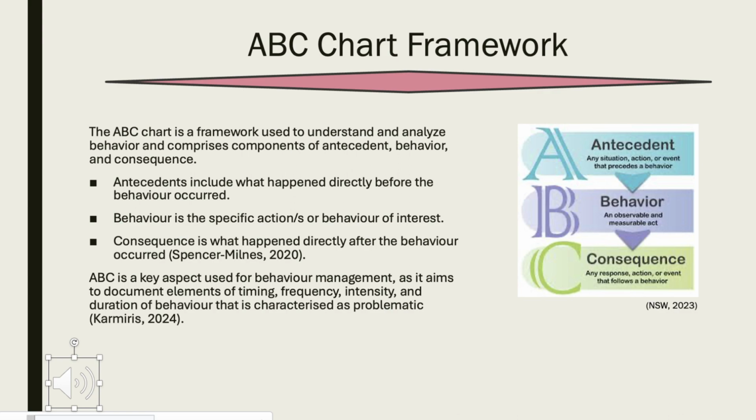The ABC chart is a framework used to understand and analyse behaviour and comprises the components of antecedent, behaviour and consequence. Antecedents include what happened directly before the behaviour occurred. Behaviour is a specific action or actions of interest, and consequence is what happened directly after the behaviour occurred. ABC is a key aspect used for behaviour management as it aims to document elements of timing, frequency, intensity, and duration of behaviour that is characterised as problematic.